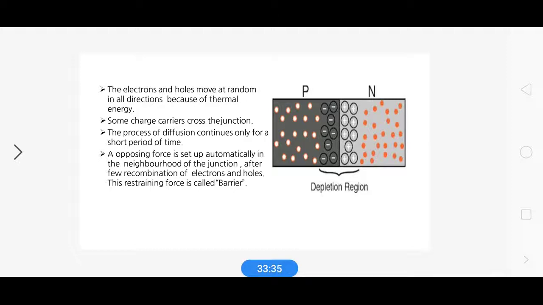Means at the junction a region is formed in such a way that there is a depletion of charge carriers. There is no chance of charge carriers in this region, called the depletion layer or the space charge region. And in the depletion layer there is a positively charged ion in the N type and a negatively charged ion in the P type, and the electric field generated across the junction is called the potential barrier.